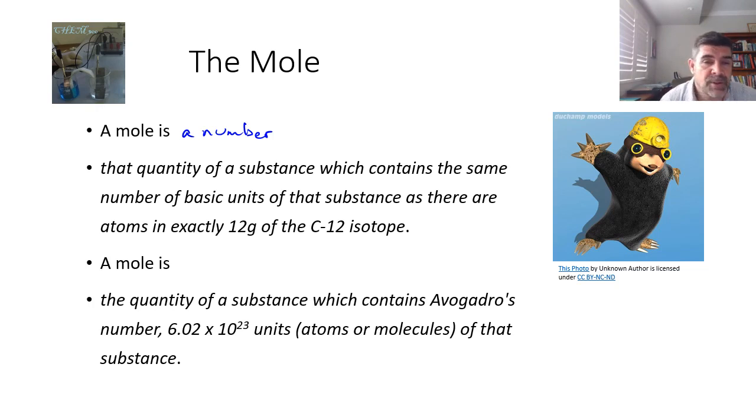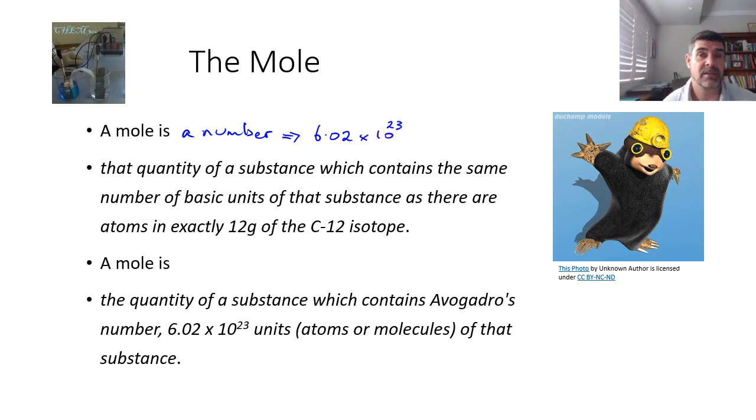In terms of a formal definition, a mole is the quantity of a substance which contains the same number of basic units of that substance as there are atoms in exactly 12 grams of the carbon-12 isotope. And that sounds like a very complicated way of trying to define something, and in fact it is. But the key is that because the mole is a number, we can express that mole as that number, which is 6.02 times 10 to the 23.